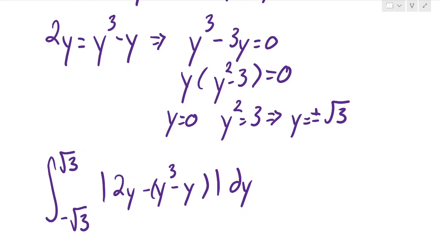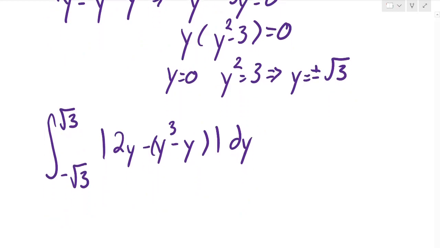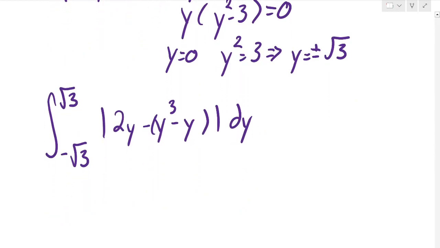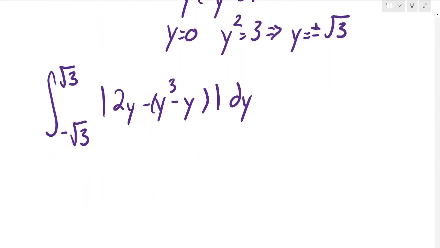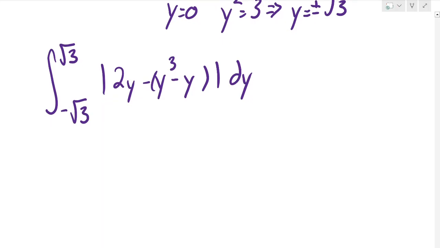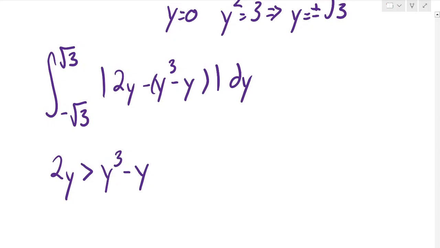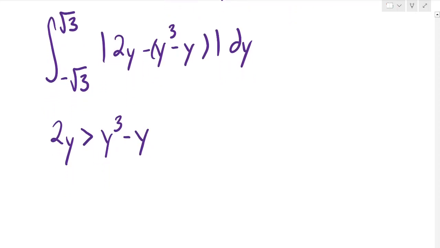But to actually solve this now, we need to figure out which one is larger than the other and on which of these intervals, with the intervals being negative root 3 to 0 and 0 to root 3. So we essentially need to solve this as an inequality of where is 2y greater than y cubed minus y. Okay.